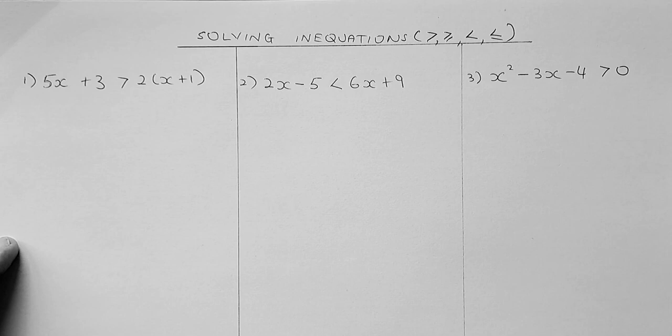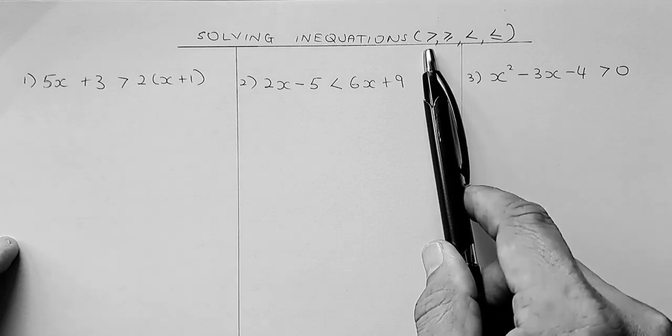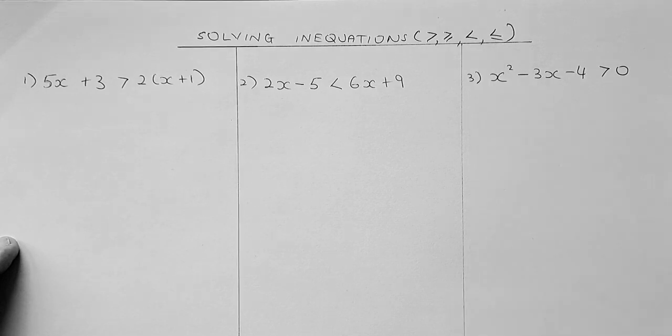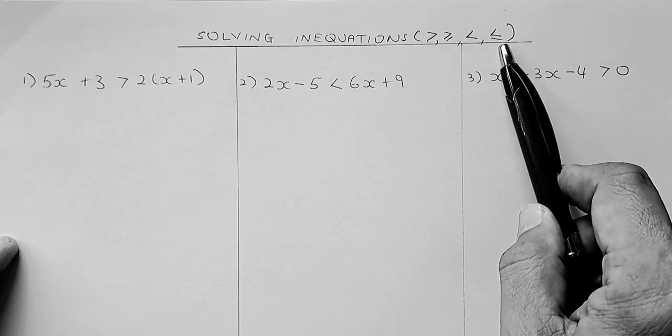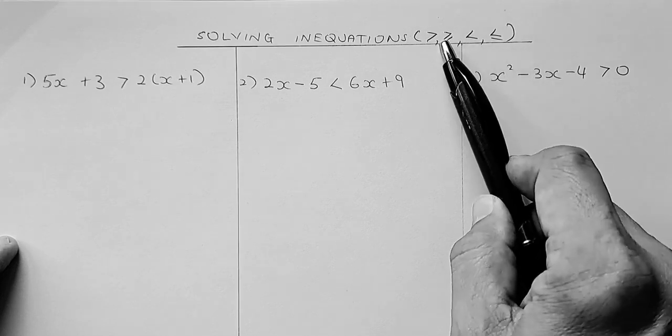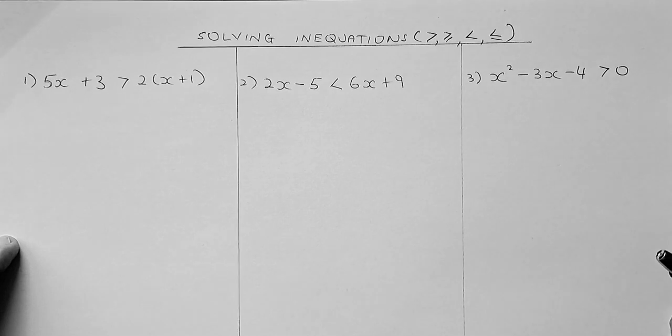The only time you change the symbol, for example, greater than, and you change it to less than, is when you multiply or divide by a negative number. Similarly, if you have less than or equal to, you only change the symbol to greater than or equal to when you multiply or divide by a negative number. Without further ado, let's do 3 examples and you will understand what I mean.